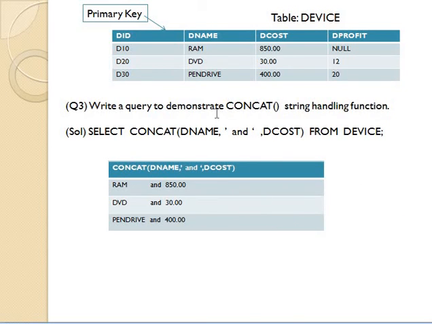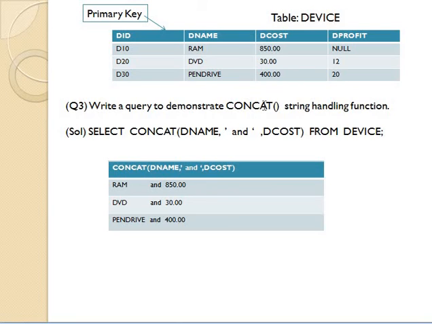Now come to this question. For this question also we will use this table device, including the columns did, dname, dcost and dprofit, and these are the corresponding values for these columns. Now read the question. The question says write a query to demonstrate the concat string handling function.